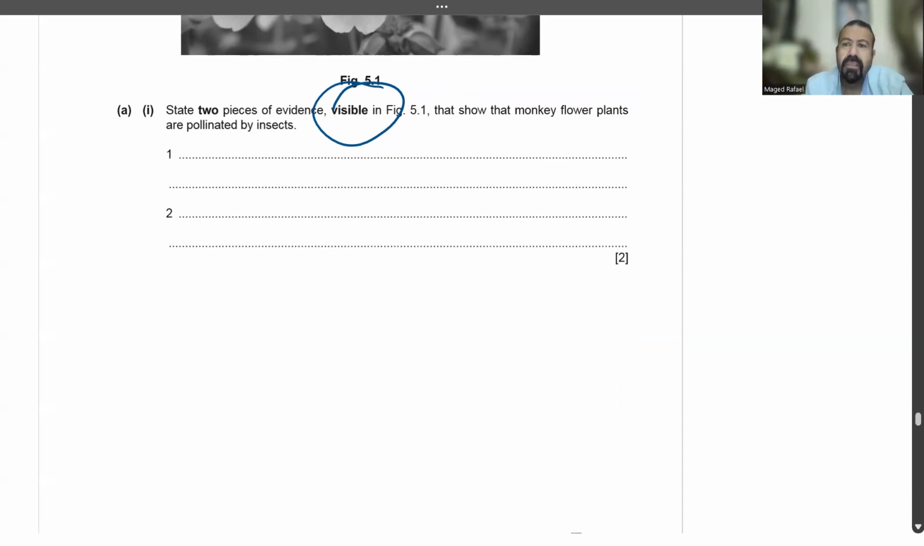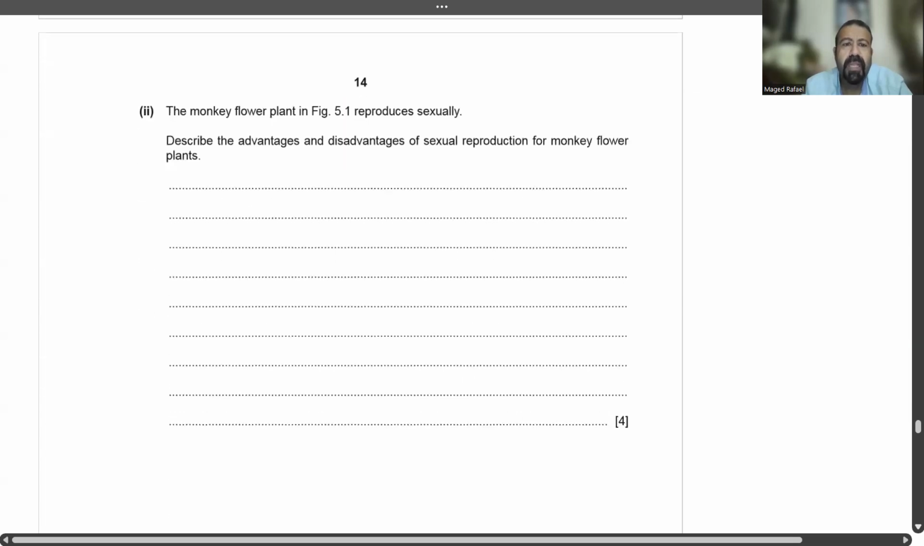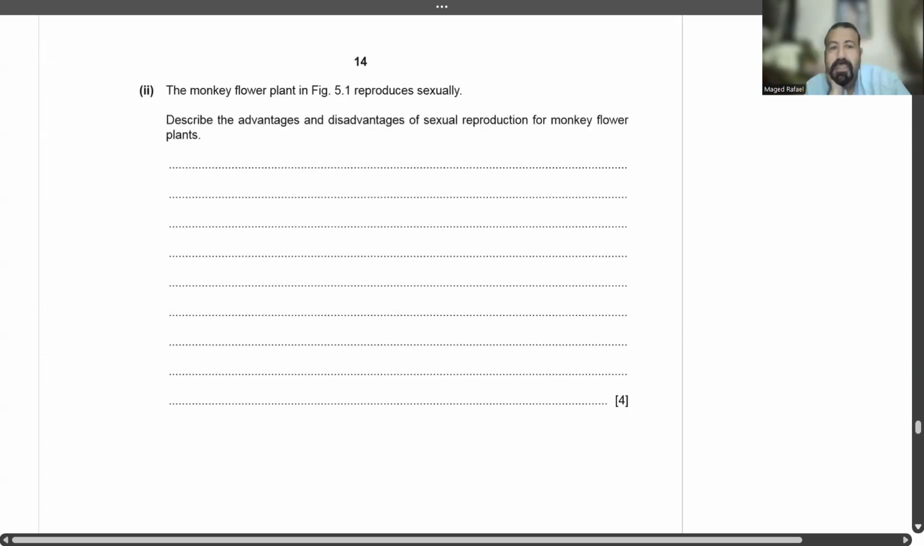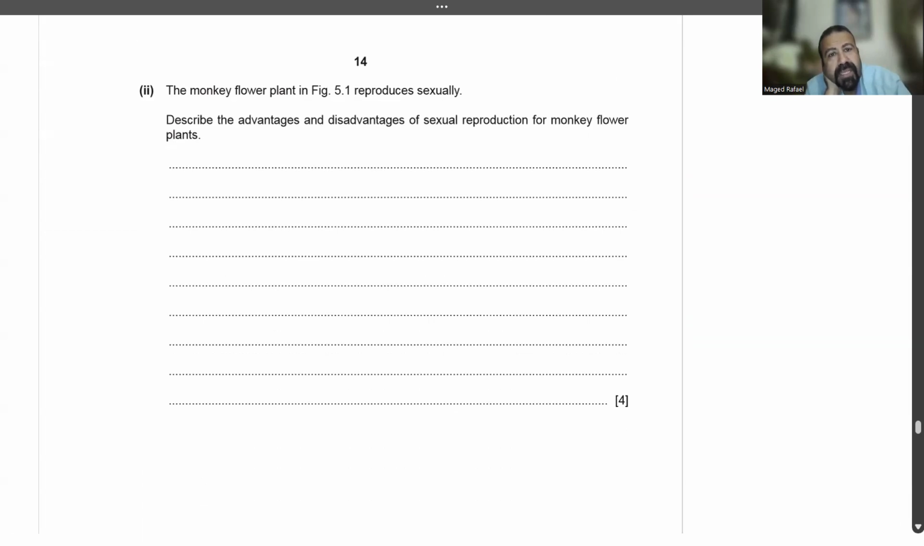Let's go. Part i. The monkey flower reproduces sexually, and I want you to describe the advantage and disadvantage of sexual reproduction for monkey flower plants. What's the advantage and disadvantage? Please take a look at those tables for sexual and asexual. The advantages and disadvantages of sexual.